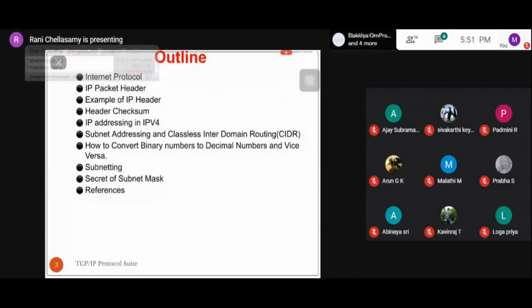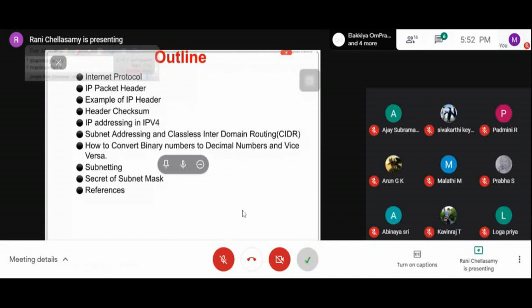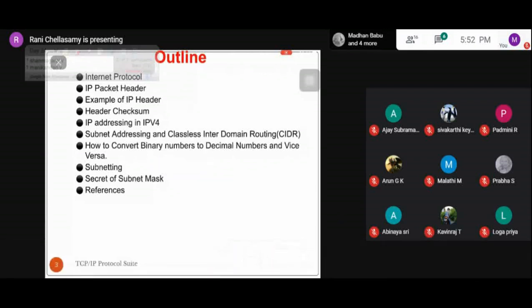These are the outlines for today's session. First we'll be knowing about what is meant by Internet Protocol and what is the header format for the Internet Protocol packet. And we'll see how it can be executed in Windows. That example of IP header can be seen, and the header checksum, we'll be seeing how to calculate the checksum for the Internet Protocol. Then we'll go on to see IP addressing, the types of classes involved in IP addresses in IPv4.